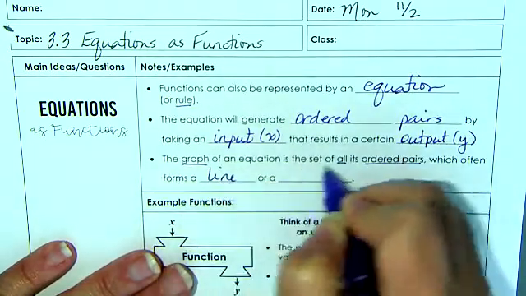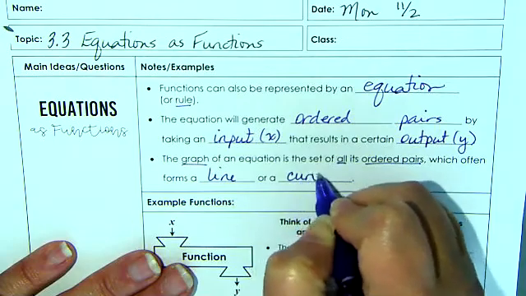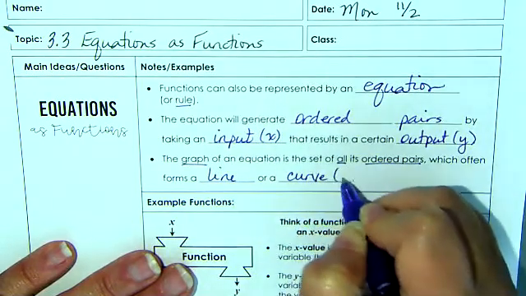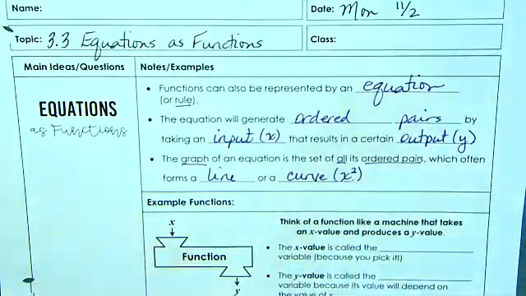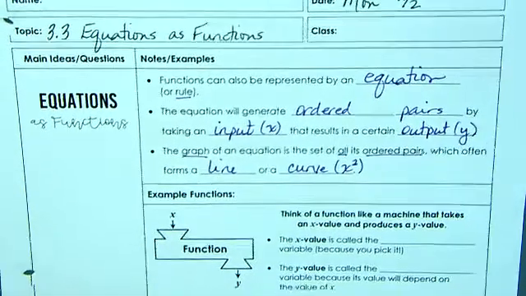The graph of an equation is the set of all its ordered pairs, which often forms a line or a curve. A curve is when you have, for instance, X squared. A line would be just when it's X. We'll deal mostly with the line today. Okay, so carrying on.